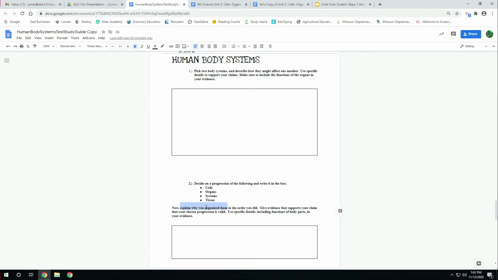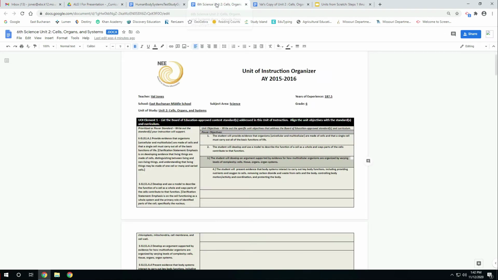Decide on a progression of these things, and then explain why you organized them in the order that you did, and give evidence that includes functions. So probably going to talk about complexity here. I put them in alphabetical order. If that's the progression that you might choose, that would be really hard to include the functions of those body parts as your evidence for that progression. So hopefully they will pick something where they can include the functions, or else they're not going to be at the level of this particular question.